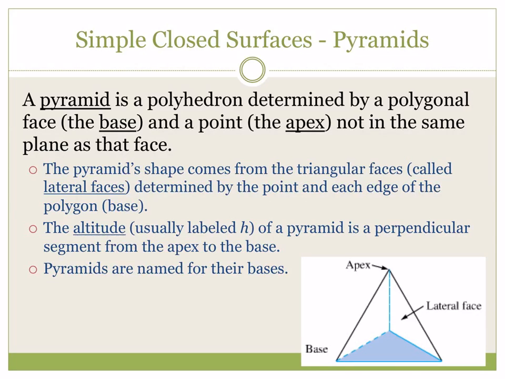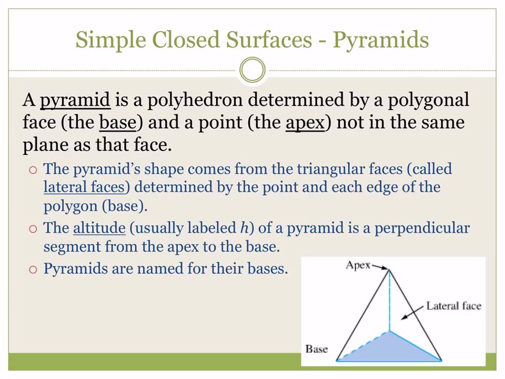The pyramid's shape comes from the triangular faces. So all the faces, these lateral faces around the sides, they're all triangles. Remember, they were all parallelograms on the last shape, on the prisms. Now they're all triangles. The base can be anything, though. So this picture right here has a triangle shaded there on the base, right? It doesn't have to be a triangle. It could be a square or a rectangle or something like that as the base as well.